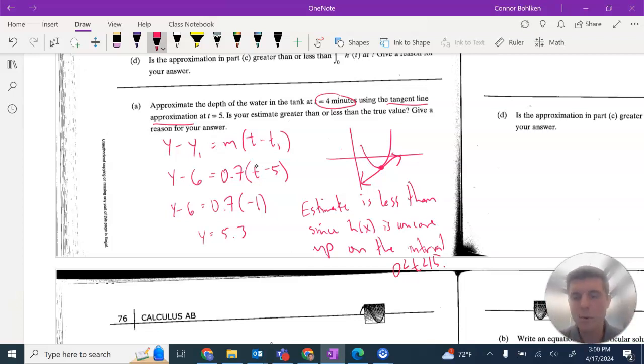This is probably 3 points, probably 1 point for making the line, 1 point for using it, and then 1 point for having that estimate with the reason.